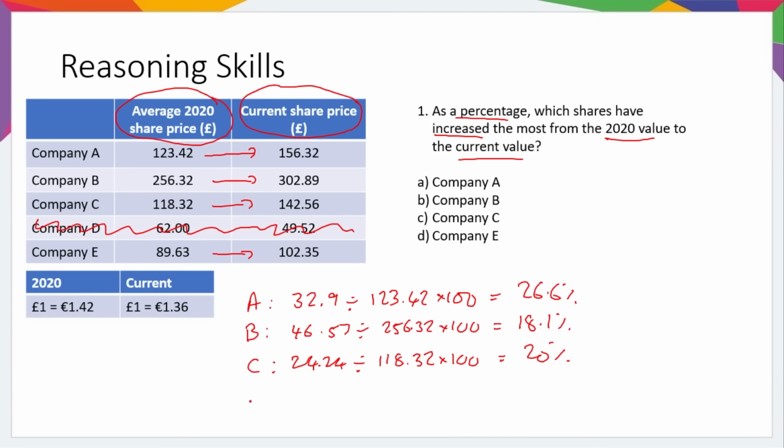So at the moment A is in the lead, and D, what the difference is 12.72. Sorry, it's not D, that's company E, isn't it? 12.72 divided by 89.63 multiplied by 100, and that comes to 14%. So clearly the biggest increase is company A.